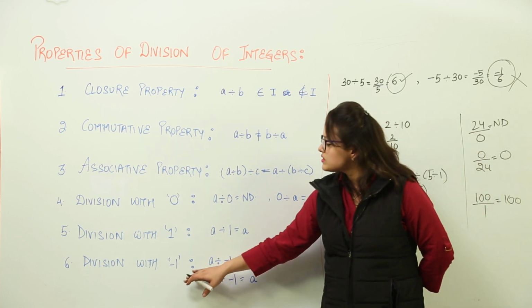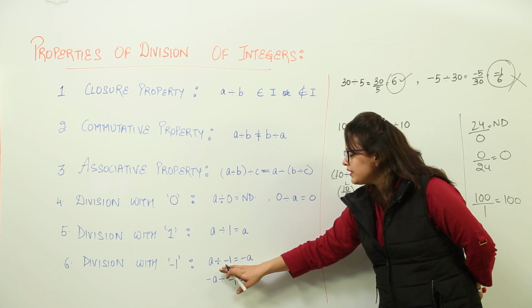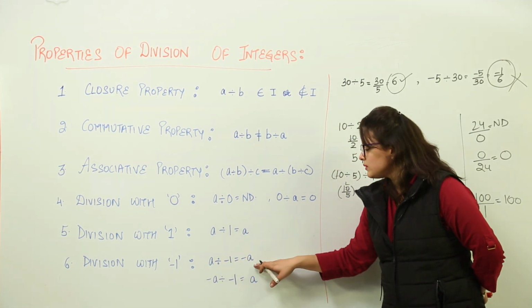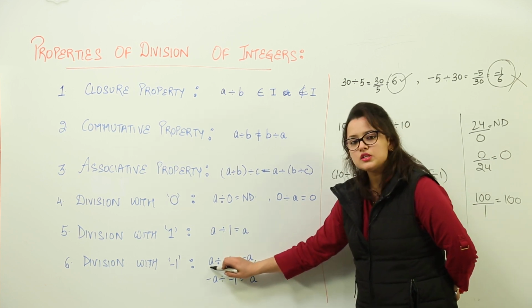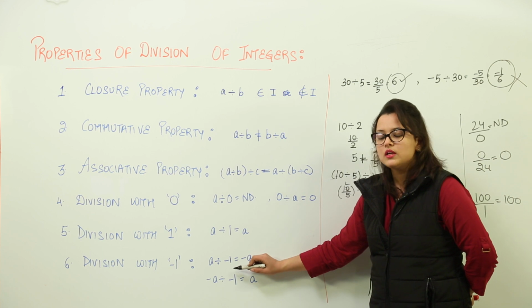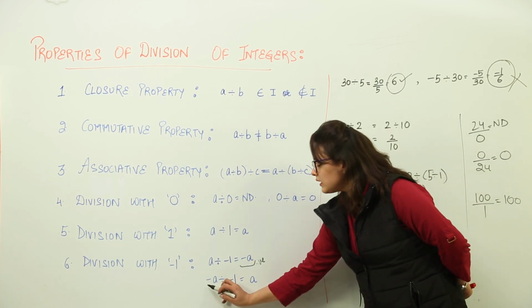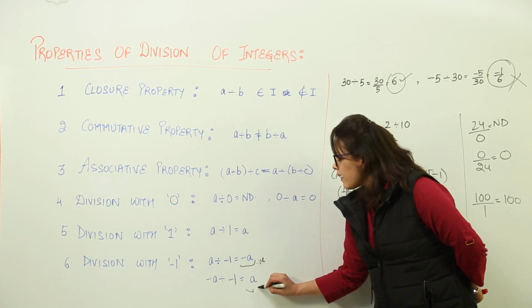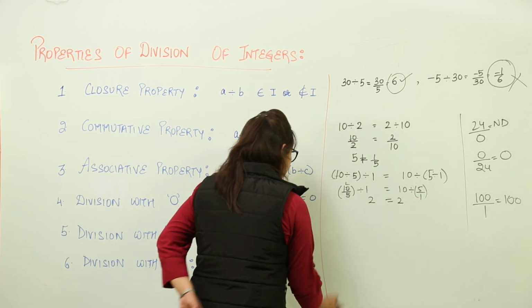The next is division with -1. Now if you have an integer divided with -1, if your integer is positive, your answer will be negative, right? If you have taken a positive integer divided with -1, you would get a negative integer. But if you take a negative integer and divide it with -1, you would get a positive integer. Let's check this out. It's going to be very interesting.